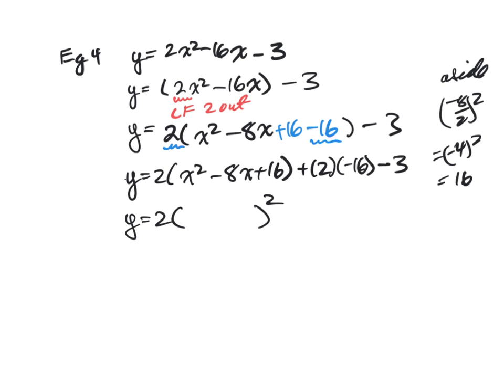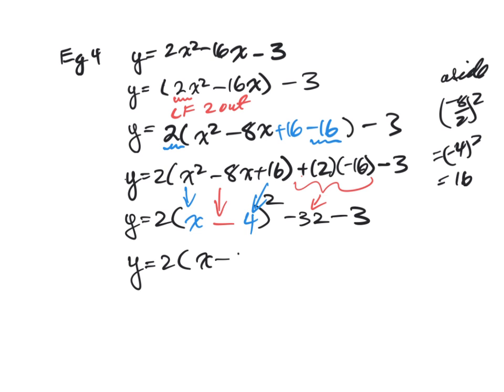So now what we're going to do is, remember, we take the square root of x squared is x, the square root of 16 is 4, and then we take the subtraction. So we end up with x minus 4 all squared. But this part here has to be calculated, right? So you go, okay, plus 2 times negative 16 gives us negative 32 minus 3. Okay, and we end up with y is equal to 2, x minus 4 all squared minus 35. And you're done.